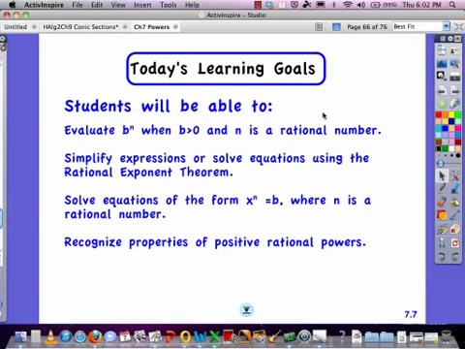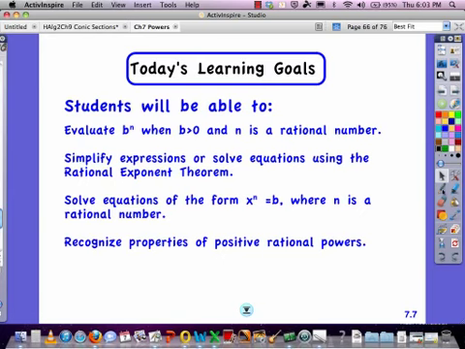All right, today's lecture will be from section 7.7, all about positive rational exponents. We have been dealing with exponents, and they mostly have been positive numbers, but now we're going to give it a little more detail of what can and cannot be our exponent. So take a look here. We want to evaluate any exponent when our base is greater than 0 and n is a rational number.